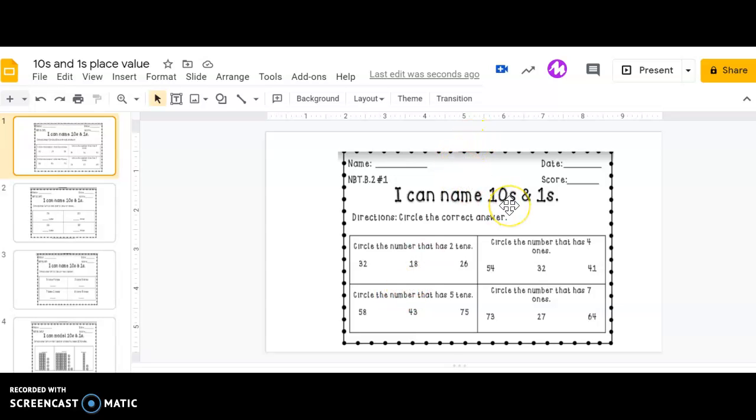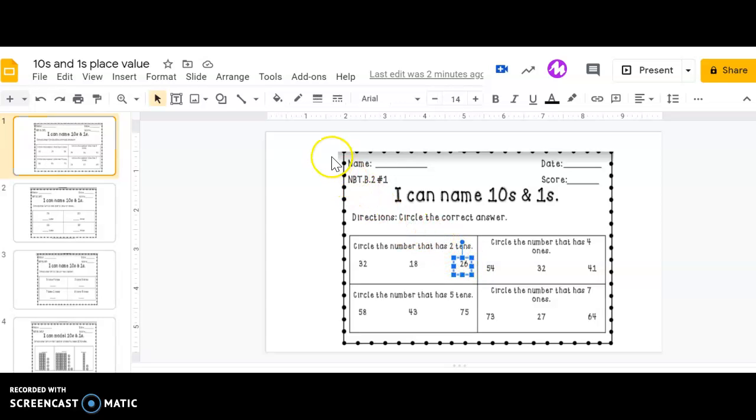Okay, on our first slide it says circle the correct answer. So let's do the first one together. It says circle the number that has two tens. So I'm going to look. 32 has three groups of 10. 18 has one 10. And look, 26 has two tens. Now, to make this really easy, I'm just going to click on it.